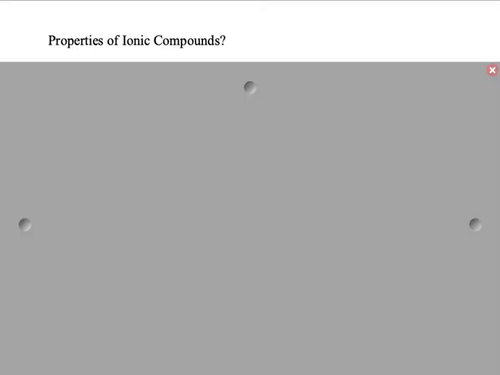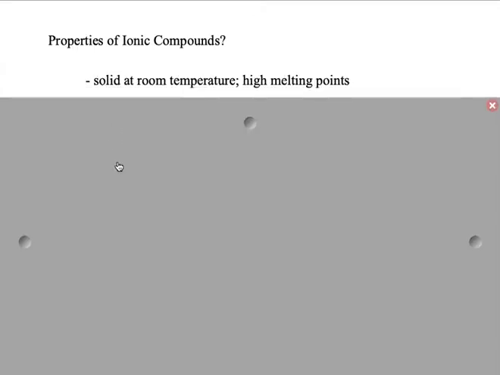Now, what are some properties of ionic compounds? They are all solid at room temperature. No ionic compounds exist as liquids at room temperature, and they have very high melting points. That's because ionic bonding is actually quite strong. It takes a lot of energy to separate the cations and anions.